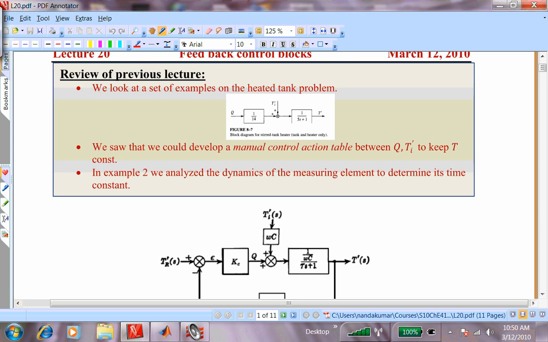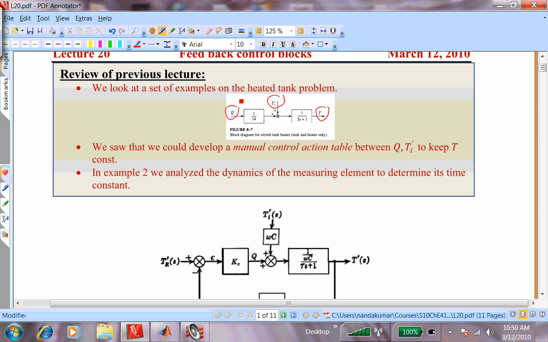Okay, so in the last lecture we started looking at examples. I'm going to continue with a few more examples on the same problem, kind of building the whole thing together towards a complete feedback control system. So in the last class we looked at the open loop response. This is the exit temperature of the tank, this is the inlet temperature, and this is the heating rate to the tank.